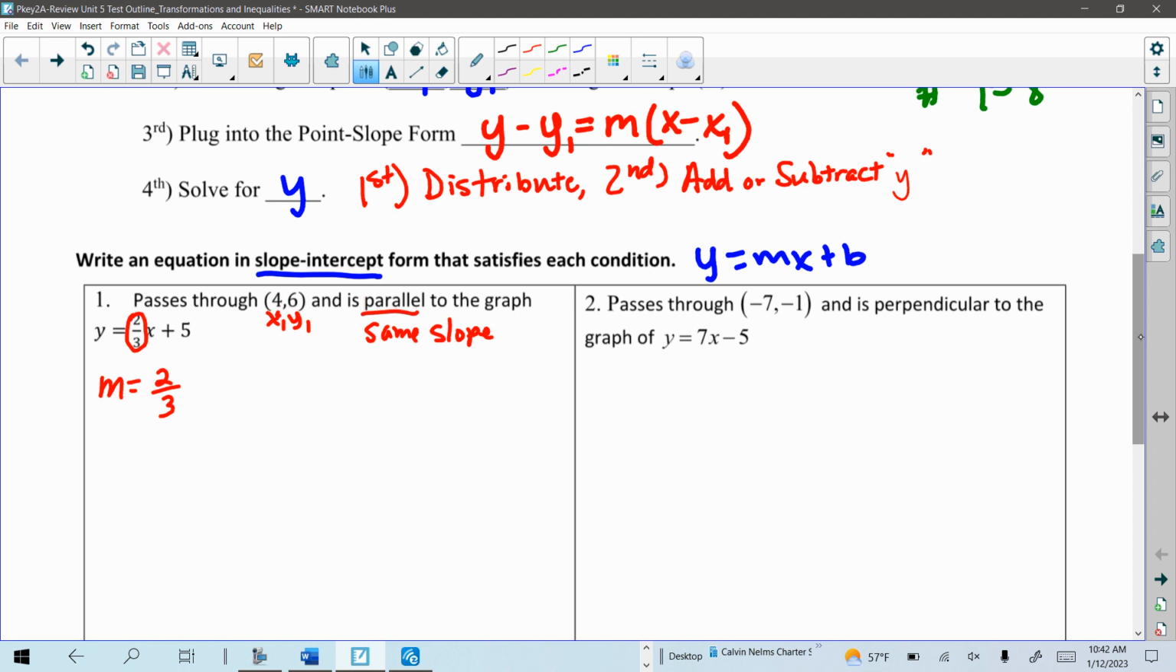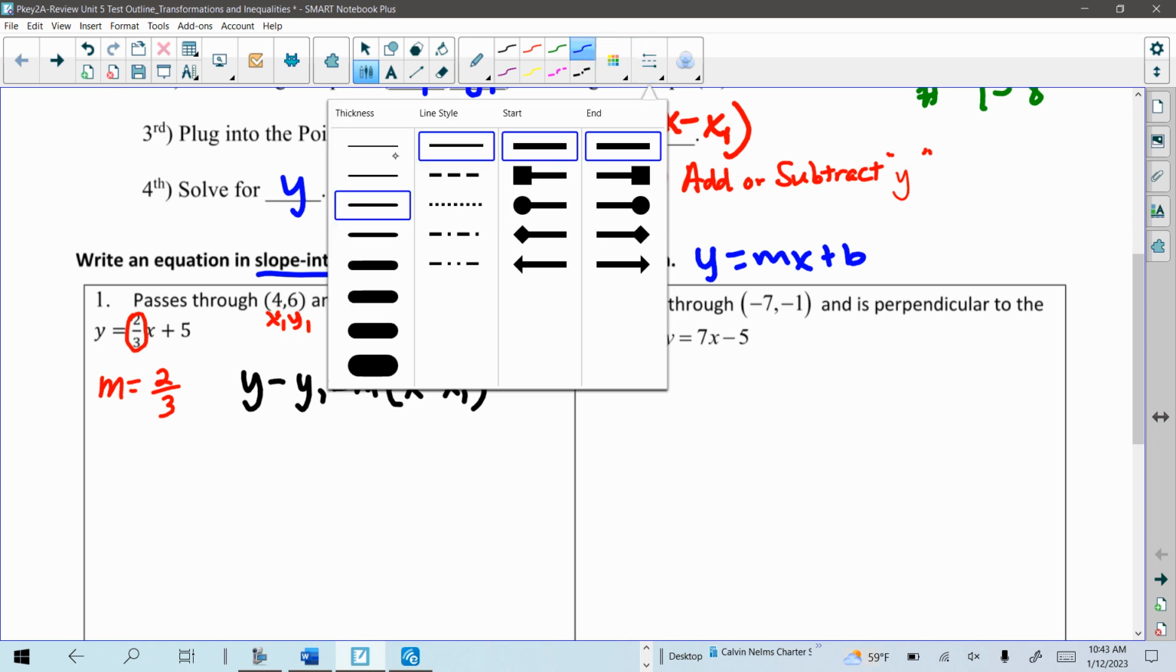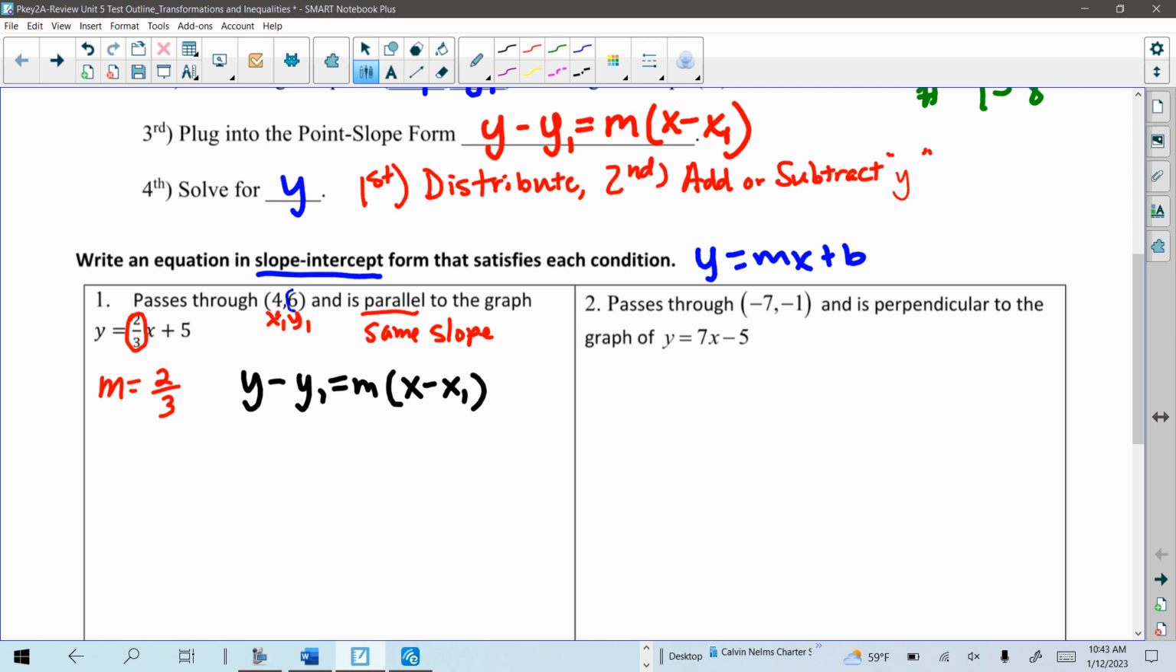Okay, so point slope form looks like this: y minus y1 equals m parentheses x minus x1. I'm not saying you have to write the form. I'm checking that you can plug it in. So if you understand how to use this form, you can go straight to plugging it in, because that's step 3, plug into point slope form. So hopefully you see here your 6 represents your y1, your 4 represents your x1, so that's going to be inside the parentheses, and your 2/3 is your m, so that's in front of the parentheses.